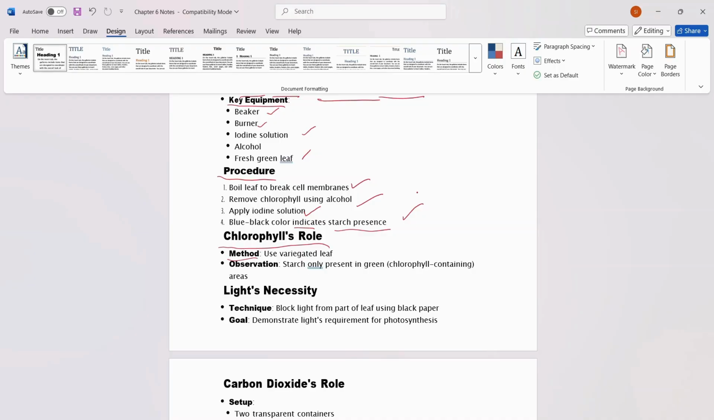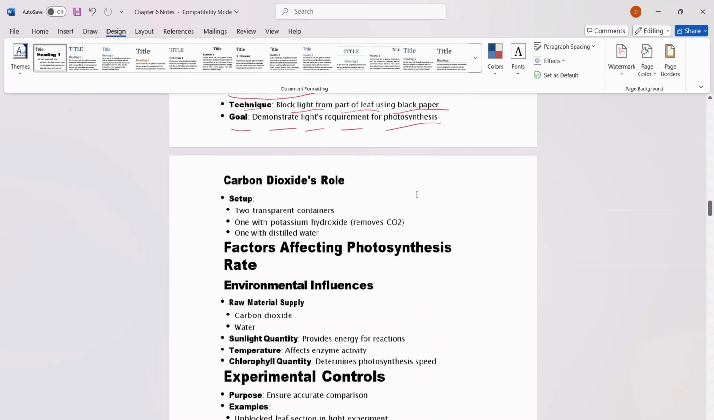Method: we will use a variegated leaf. Observation: starch is only present in green, chlorophyll-containing areas. Light dependence technique: block light from part of the leaf using black paper. Goal: demonstrate the light requirement for photosynthesis.